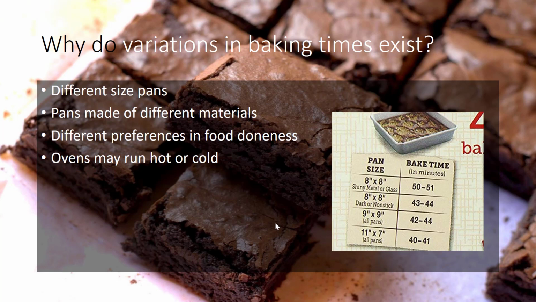If you look at this image, it's actually a screenshot from the back of a brownie box. As you can see here, they've already tried to control for some of these variables. They have different ranges of baking times depending on the size and material of the pan. However, despite controlling for these variables, we can see that they're still giving us a confidence interval. They're still providing a range of values that we need to bake these brownies for.